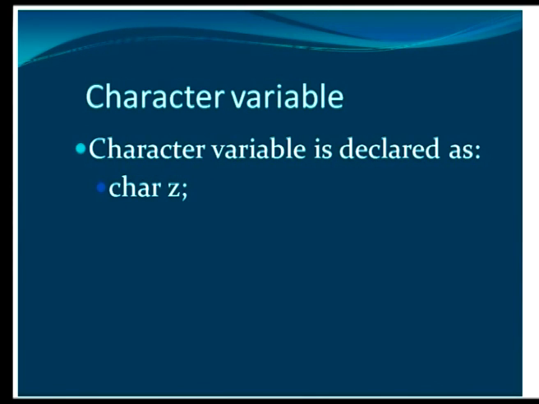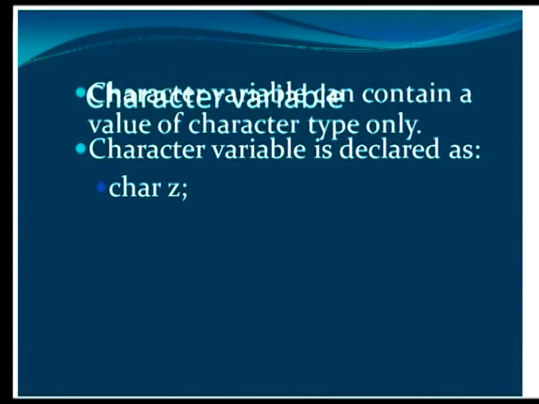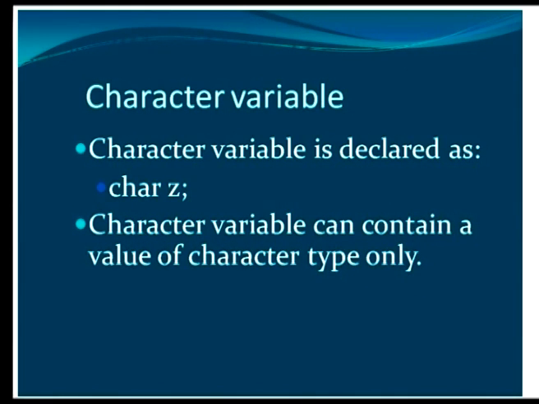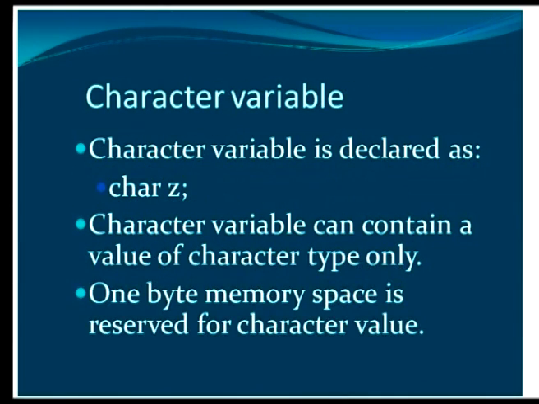How to declare a character variable? A character variable is declared with the keyword char and then the variable name z. This statement shows how to declare a character variable. By this statement, we instruct our compiler that we will use a variable with the name z and its data type is char. It means z will contain a value of character type only, and 1 byte of memory space is reserved for a character value.